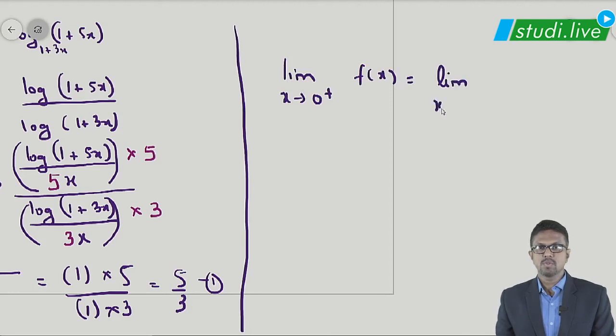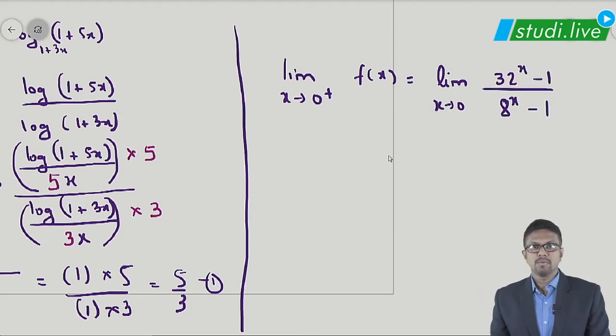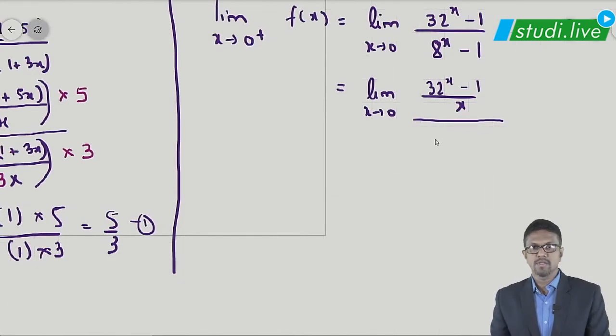So limit x tends to 0, it is 32 raised to x minus 1 upon 8 raised to x minus 1. Correct. So this is the value. Let us divide both the numerator and denominator by x. So limit x tends to 0, this becomes 32 raised to x minus 1 upon x. This completes the formula. And 8 raised to x minus 1 upon x. This also completes the formula. So this is now log 32 and the other value is log 8. So when I apply the limit, this will be log 32 upon log of 8.